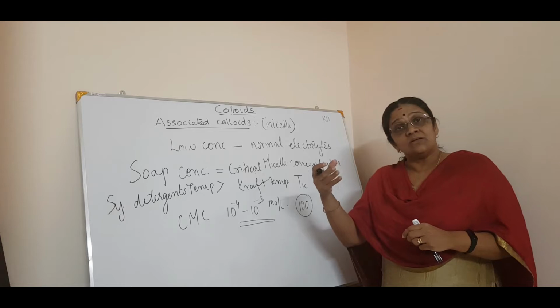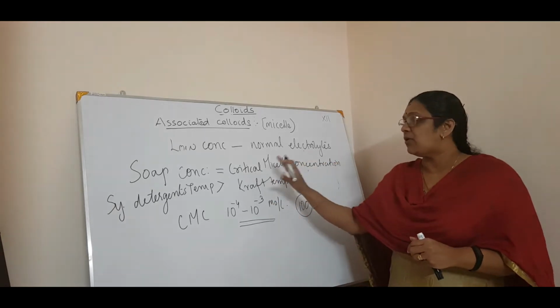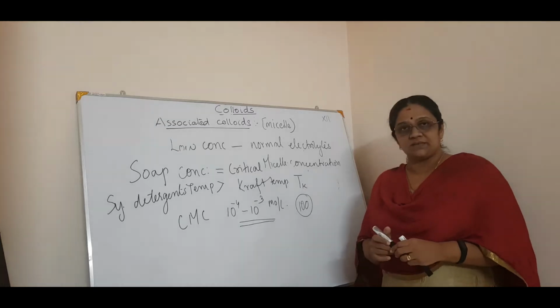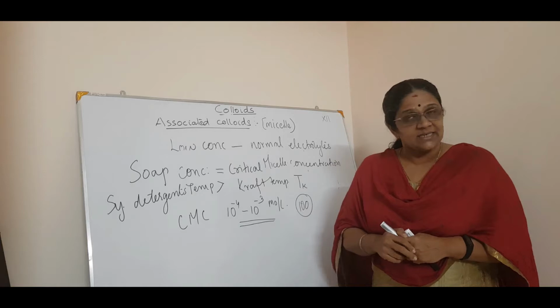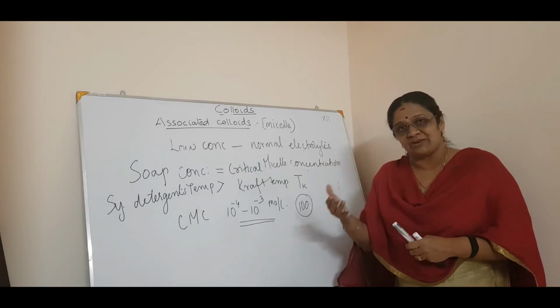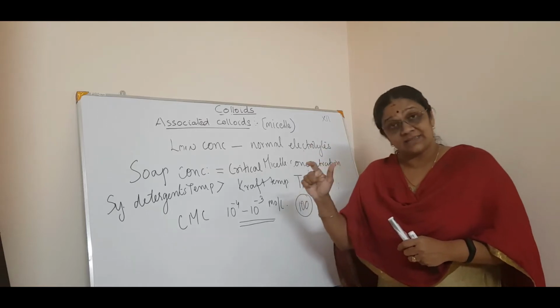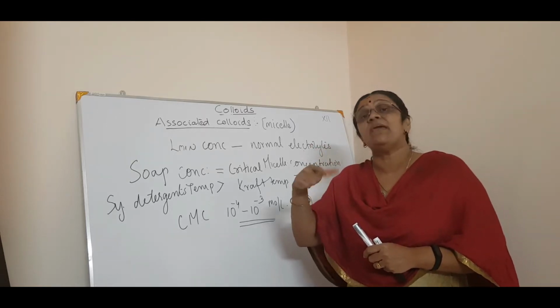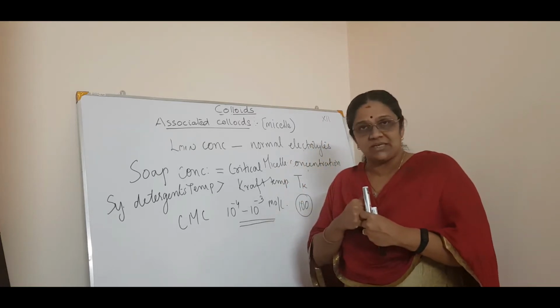Okay, like that, so many micelles will be there in the solution. Okay, so this is about what? Associated colloids. Okay, what is that? Associated colloid means at low concentration, certain substances behave as normal electrolytes, that is as ionic solutions. Now at higher concentrations, they behave as colloids, that is they form aggregates to form micelles.